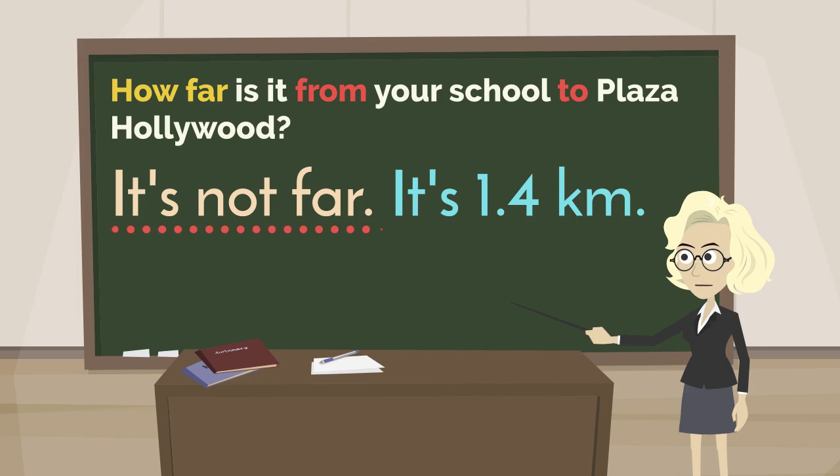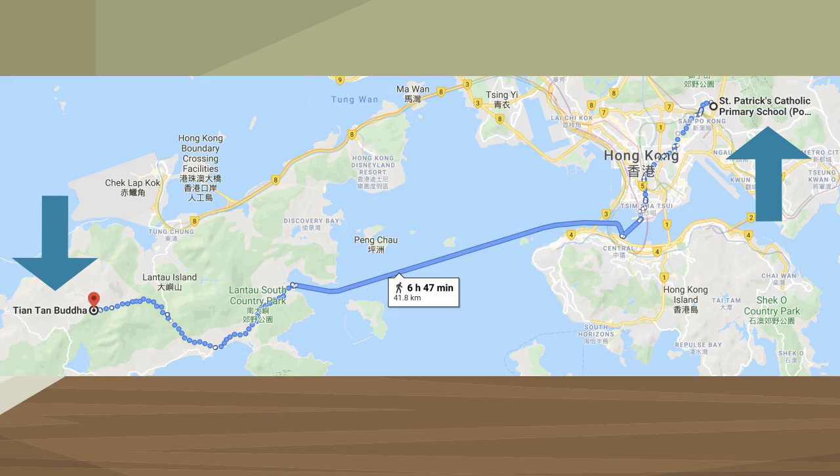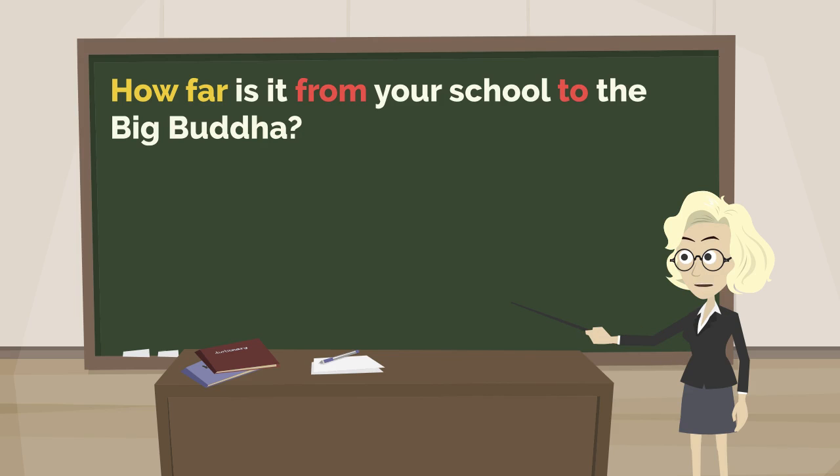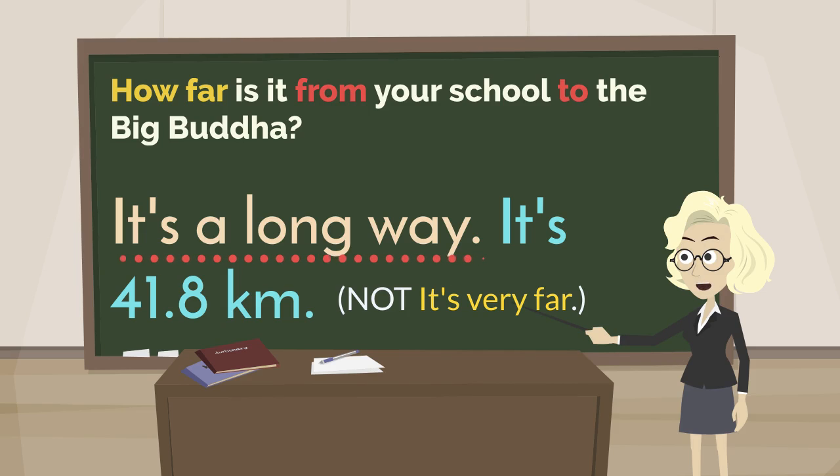We can also talk about how we feel about the distance by saying, it's not far. It's 1.4 kilometers. How about the distance between your school and the Big Buddha? How far is it? How would you ask the question? The question will be, how far is it from your school to the Big Buddha? And you can answer, it's a long way.